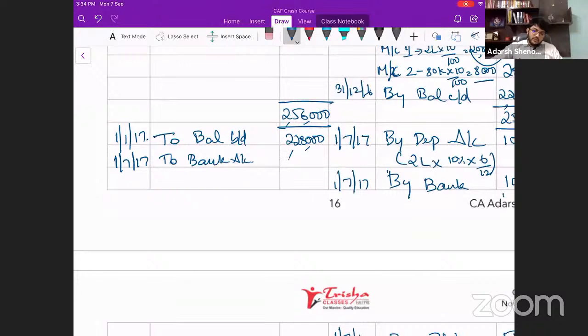How much is the amount of the asset? What is the value of the asset? 30,000.